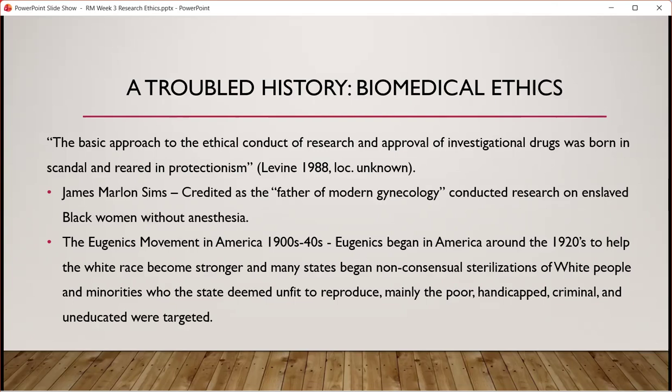So that included, and again, these were all non-consensual sterilizations, primarily of women, but also men. So it was minorities, anybody the state deemed unfit to reproduce, which included the poor, the handicapped, the criminal, the uneducated. It was sort of, if you were not a white privileged person, you were deemed unfit by the eugenics movement.